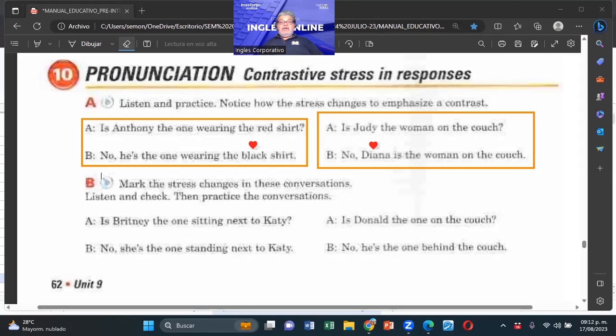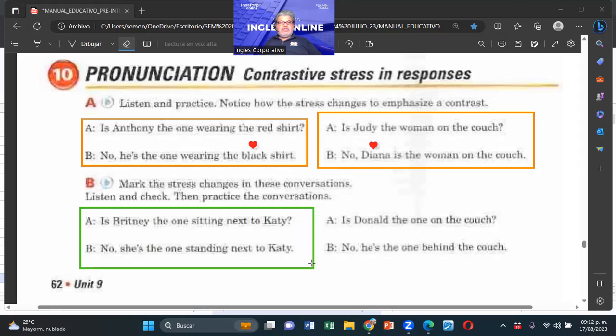So, with that in mind, let's practice these exercises. I'm going to read the short conversation and I want you to tell me where is the stress in the answer. Where is the stress in the answer? Okay.